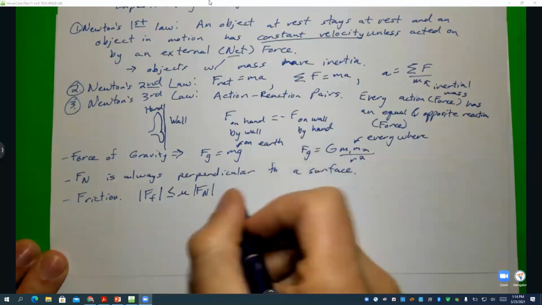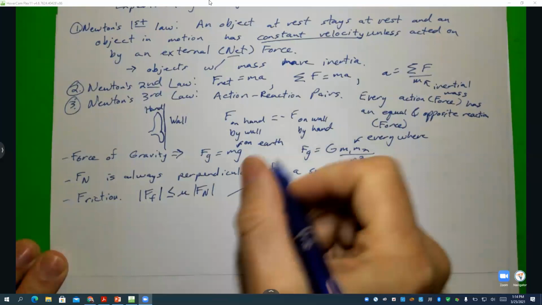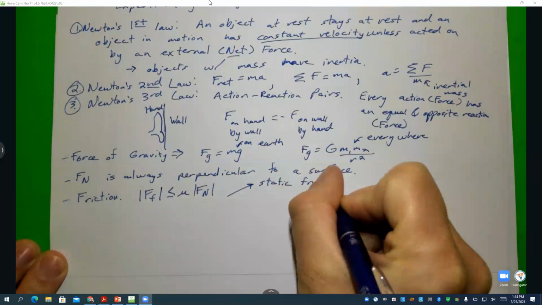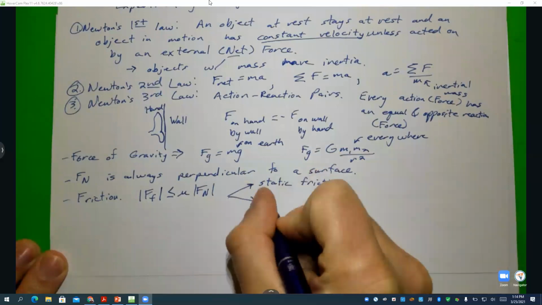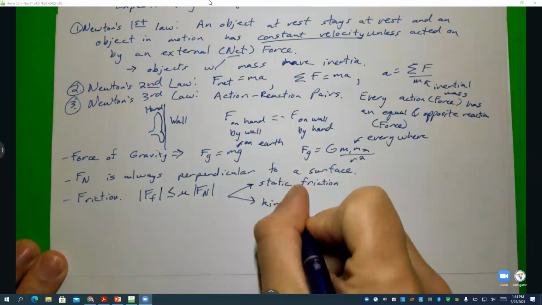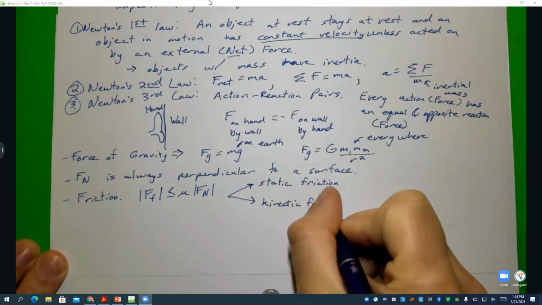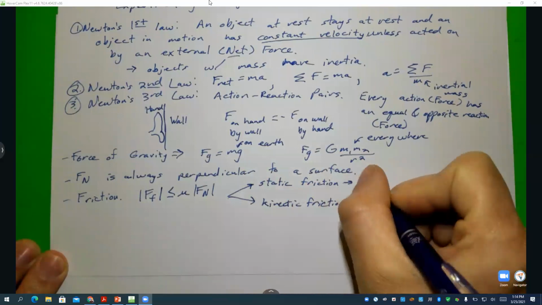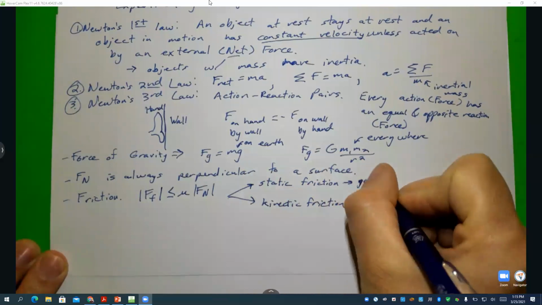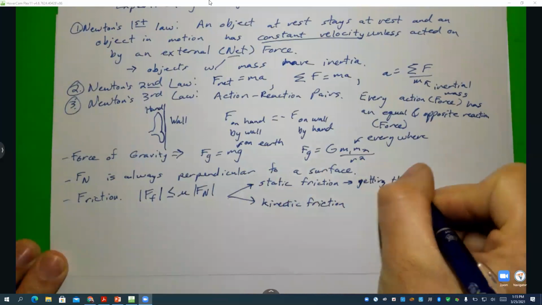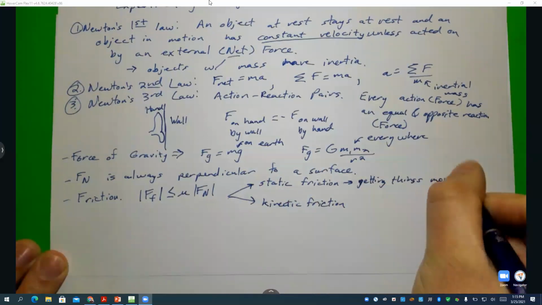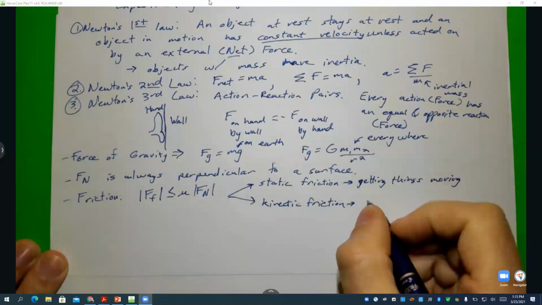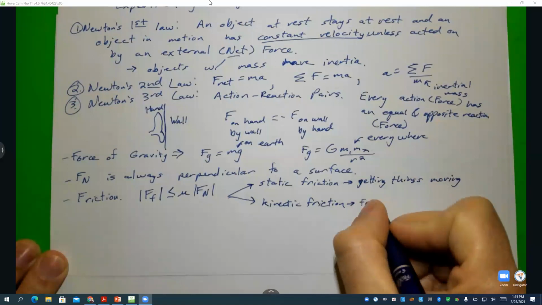But there's also static friction and kinetic friction. Static is getting things going. You need to overcome it, whereas kinetic friction is when things move.